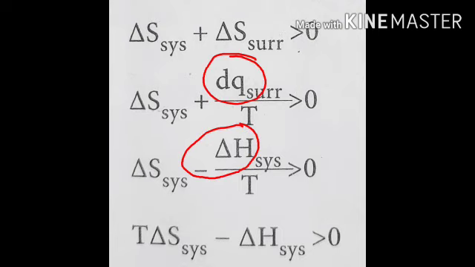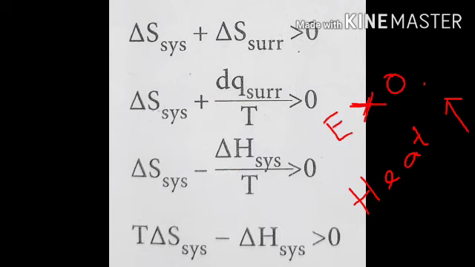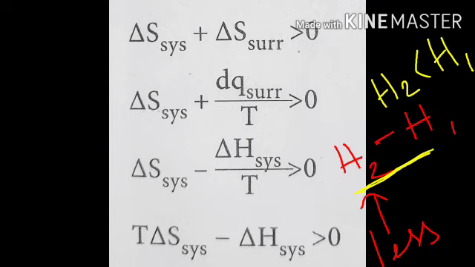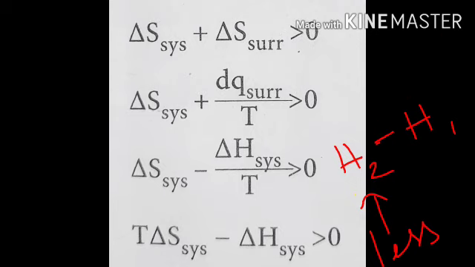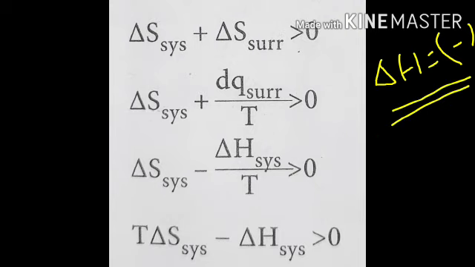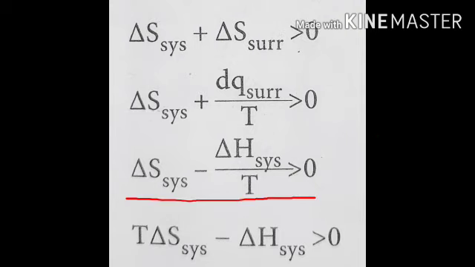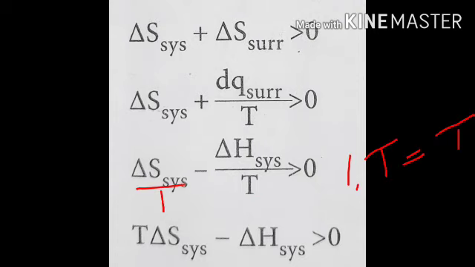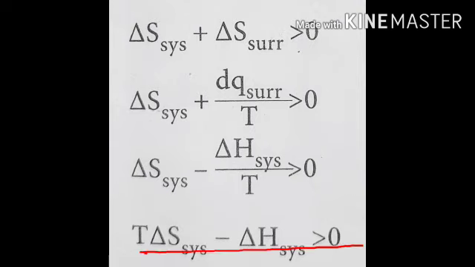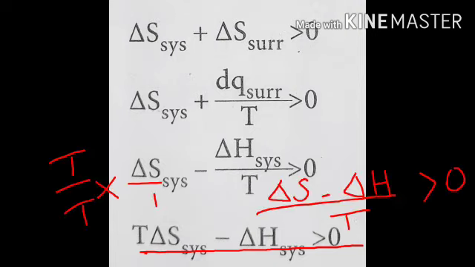Now we substitute instead of dq minus del H, because in an exothermic reaction heat is released. So final heat energy is always lesser than initial heat energy. Therefore, change in enthalpy del H is always a negative value. So, del S system minus del H system by T greater than 0. Now, we take LCM for 1 and T. LCM is T. Therefore, T del S system minus del H system greater than 0.